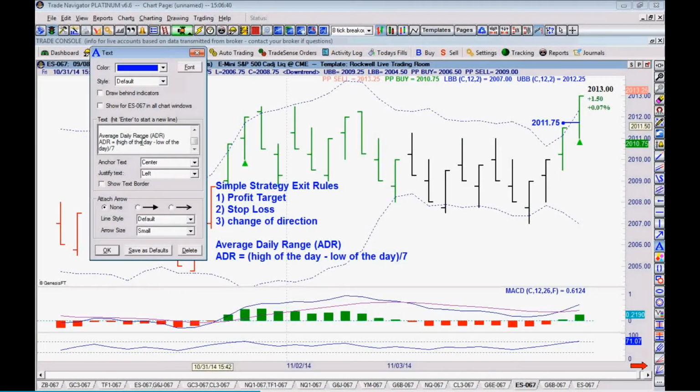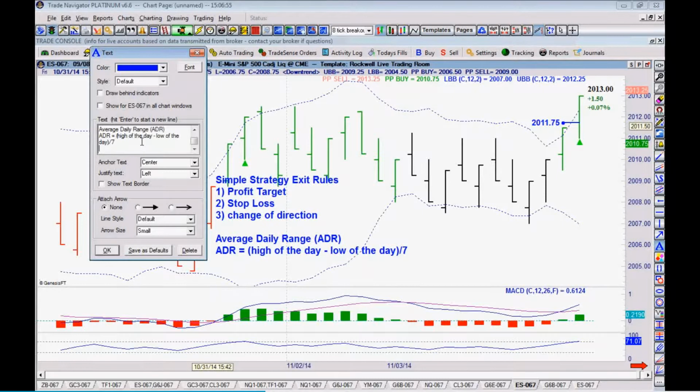If we have low volatility and there isn't a whole lot of movement, we're going to have smaller ranges and a smaller average daily range. If we have greater volatility and the markets are really moving, we're going to have high volatility and a higher average daily range. And we're going to use this to determine when to get out for a profit and also when to get out for a loss. So, based on the average daily range, we can determine our profit target. And we're actually going to take 15% of the average daily range and use that as our profit target. Our stop loss is going to be 10% of the average daily range.